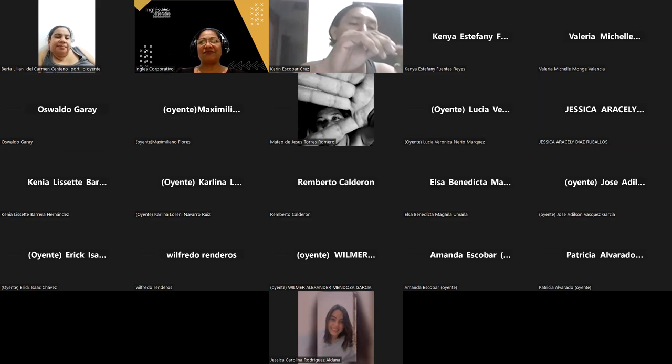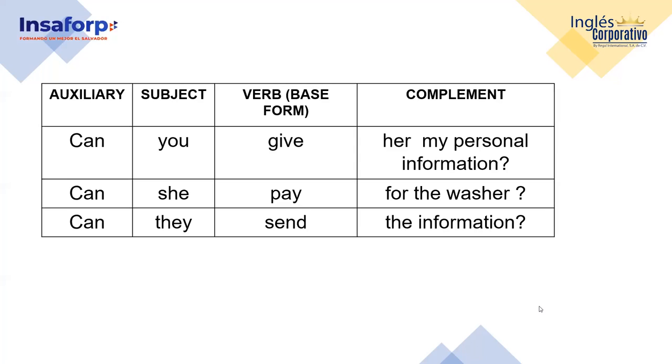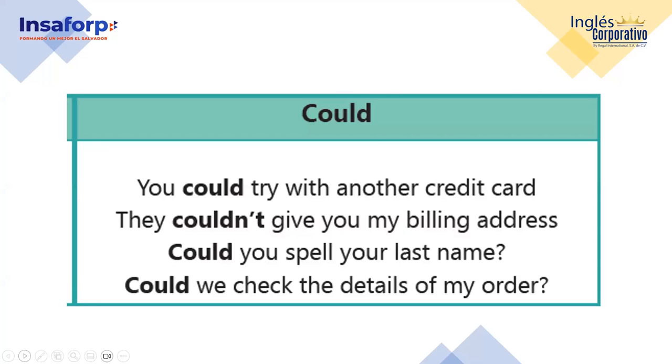I was here. So we were saying that that is with the auxiliary can. Could. I have more examples, and then I have, you could try with another credit card. Or they couldn't give you my billing address. Could you spell your last name, please? Could we check the details of my order?